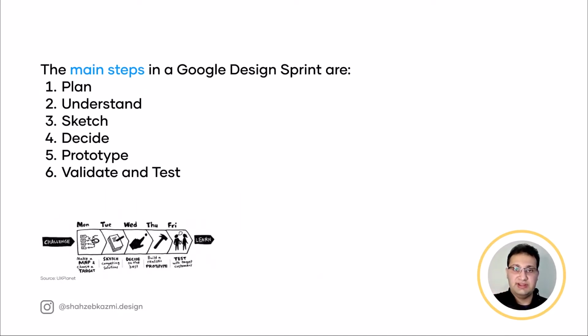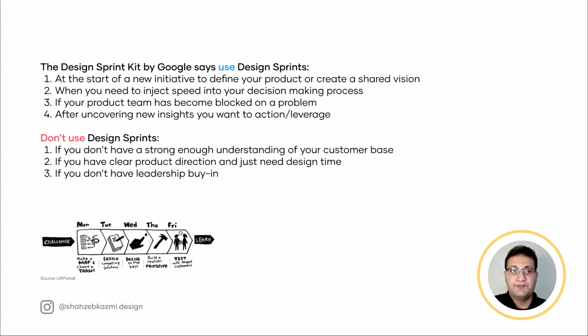The main steps in a Google design sprint are plan, understand, sketch, decide, prototype, validate, and test. And planning is the most essential stage of this entire sprint, right? Because without a good plan you cannot go to the next steps. So this is how a design sprint works: when to use it and when not to use it. The design sprint kit by Google says that you should use design sprints at the start of a new initiative to define your product or create a shared vision, when you need to inject speed into your decision making process, if your product team has become blocked on a problem, after uncovering new insights that you want to action and leverage.